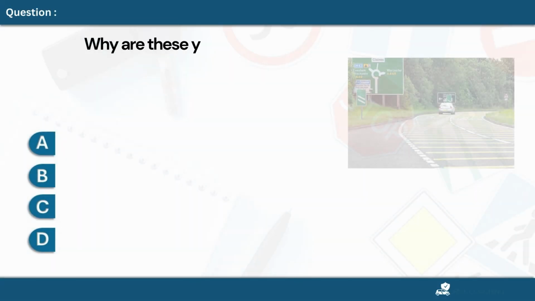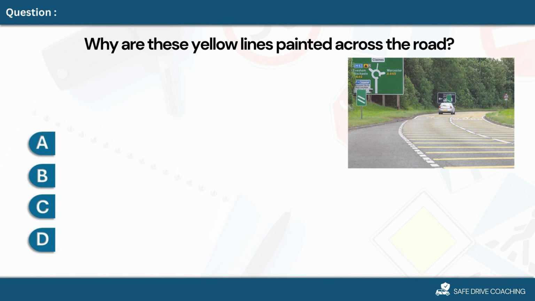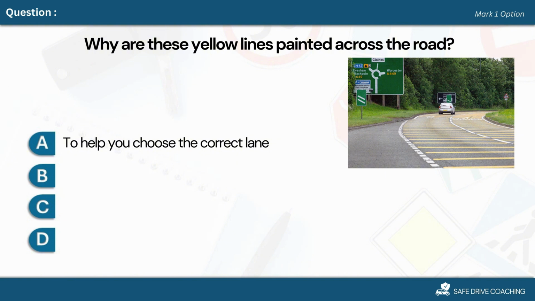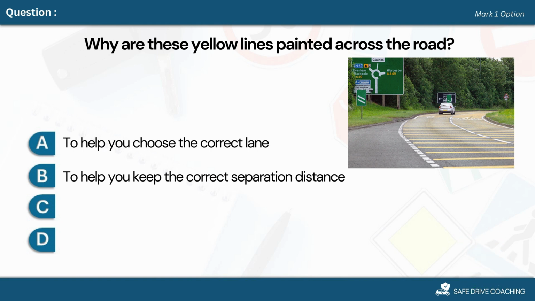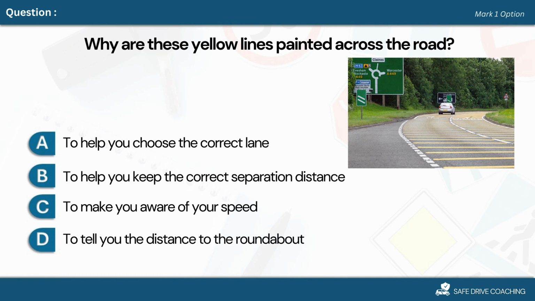Why are these yellow lines painted across the road? A. To help you choose the correct lane. B. To help you keep the correct separation distance. C. To make you aware of your speed. D. To tell you the distance to the roundabout.